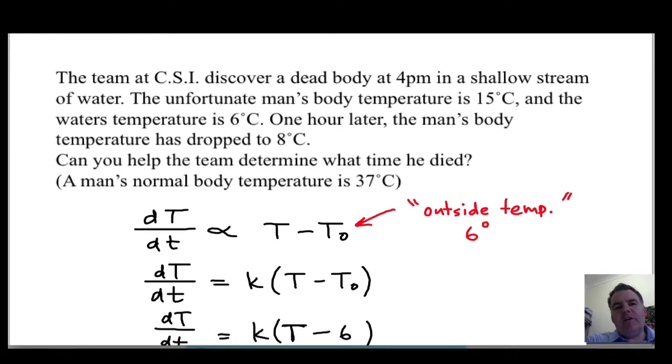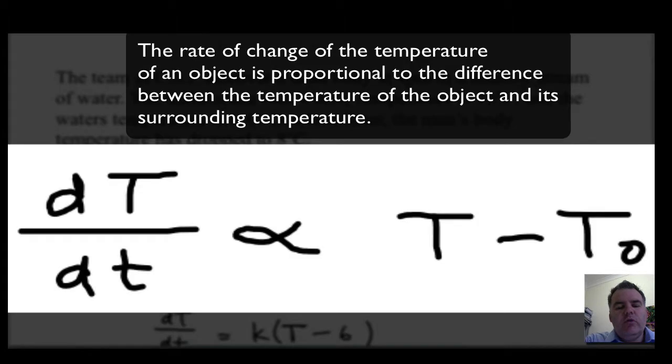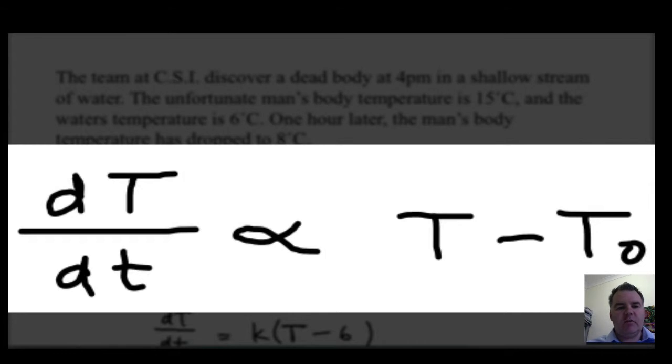Hi everyone, I'm going to take you through an example here in the log and exponential 2 series. This is the example from page 18 of the handout. It's on Newton's law of cooling, which is a special differential equation. Newton's law of cooling says that the rate of change of an object is proportional to the difference between the temperature of that object and its surrounding temperature. You can see the first line in this question describes that exact situation.